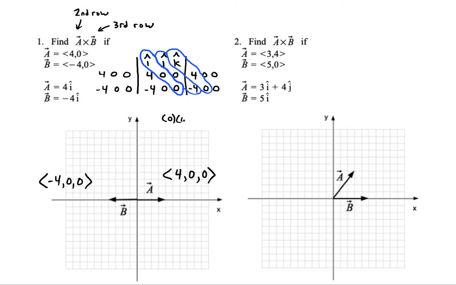0 times 0 times i hat for the first diagonal. And then you'd have 0 times negative 4 times j hat. And then you add the results, see? 4 times 0 times k hat. Great.